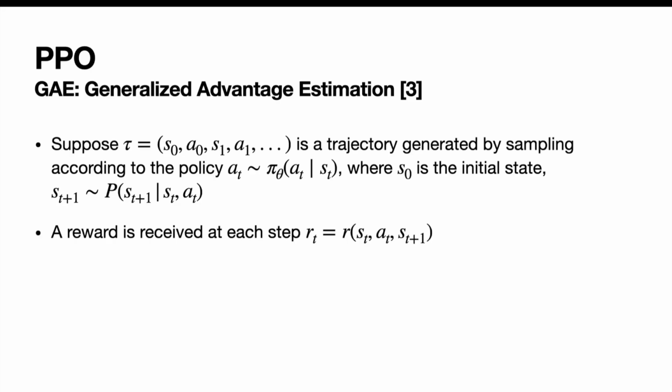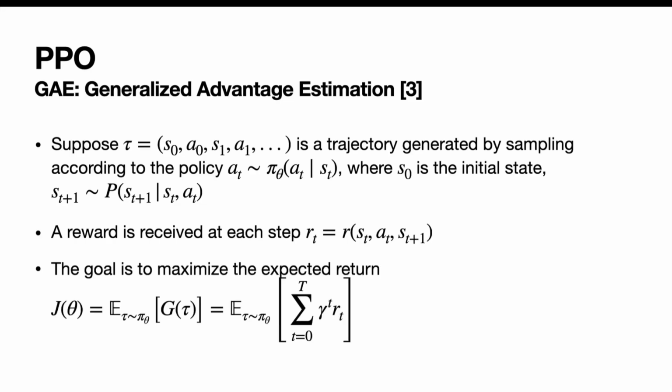The goal of reinforcement learning is to maximize the expected return. We write this objective as J(theta). It is the expected accumulated reward over trajectories sampled from the current policy pi_theta. In other words, we want to adjust the policy parameters theta so that on average, the trajectories generated by the policy receive higher total reward.